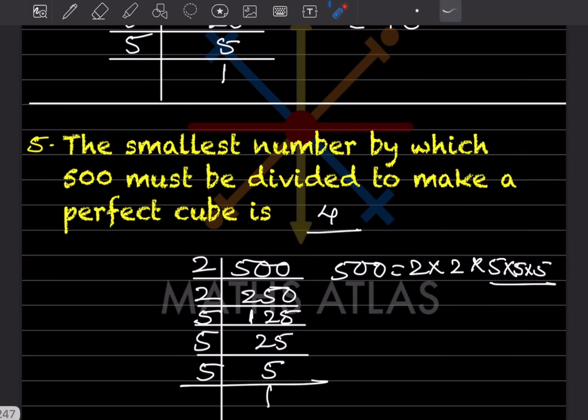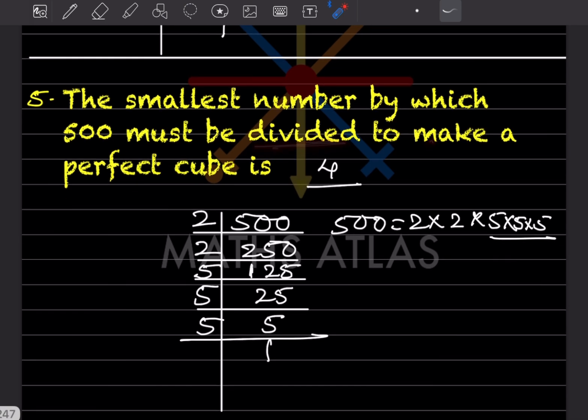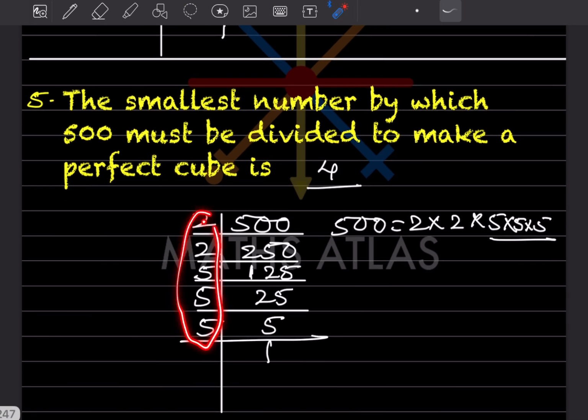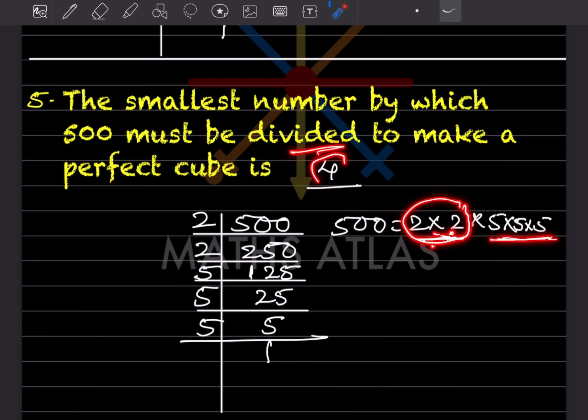The smallest number by which 500 must be divided to make a perfect cube. So these are the factors of 500. So what you can see here, these are only 2. So you need an extra 1, 2. So we cannot consider this one, but here this can be neglected. Here, divided means you have to consider both these numbers. So what will be 4? So divided by 4, that is going to be a perfect cube.